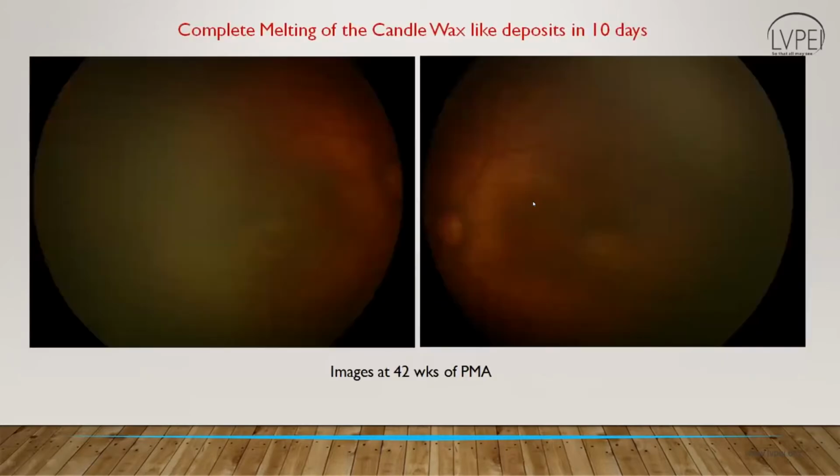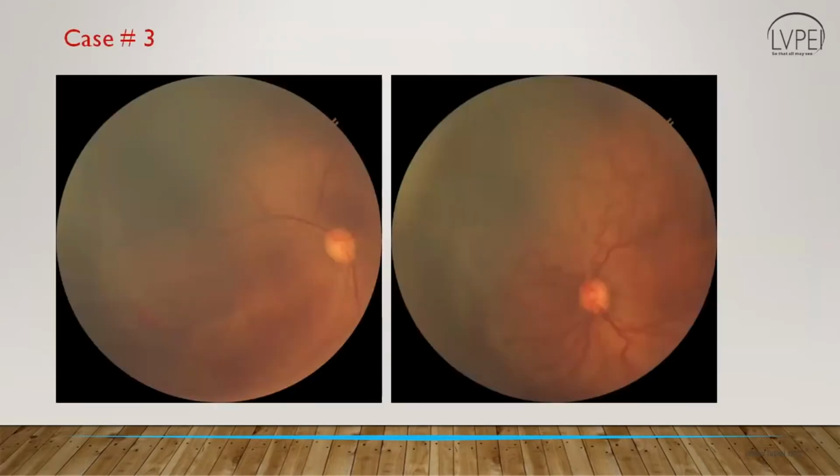And again, we injected, and this is 42 weeks post-menstrual age, and they have just disappeared. Like if you put some cheese in a frying pan, how it melts down, it melted. Case 3, this is more or less like staged ROP, where we see the extraretinal fibrovascular proliferation.